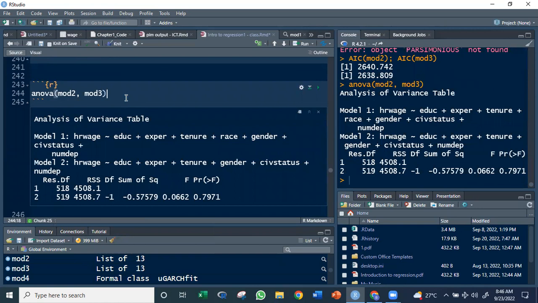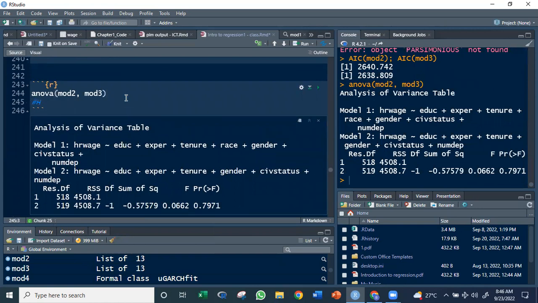So let me again write our hypothesis. No? H naught, the restricted model is better than the unrestricted. Okay, question. Which is the restricted model? So in this case, ang restricted model natin, yung name niya hindi pareho ng name natin. So si model 1 dito is hourly wage regression 1, 2, 3, 4, 5, 6. Ayan, 7. Kasama si race.